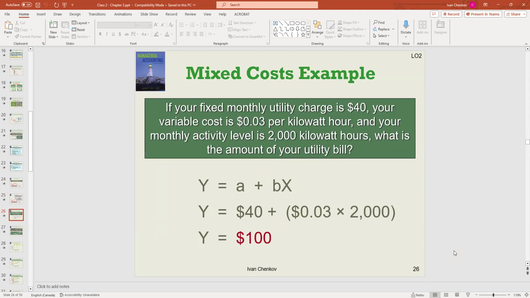So the question is, if the fixed monthly utility charges are $40, your variable cost is 3 cents per kilowatt, and your monthly activity is 2000 kilowatt hours, what's the amount of the utility bill that you have to pay? Well, the total cost will obviously be the fixed cost, $40, plus the variable cost. In the variable cost, you have the usage of 2000 kilowatts, 3 cents per kilowatt, that's $60, total is $100.